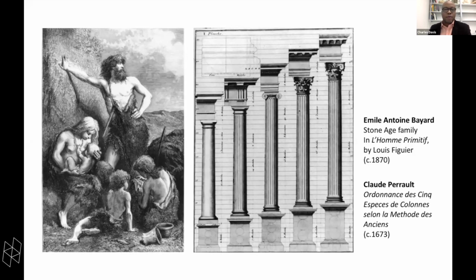So Claude Perrault, a doctor who also worked as an architect in the École des Beaux-Arts, talks about these different species of columns, 5 species of columns, following the methods of the ancients. And we see this language start to shift as we understand what relationship potential exists between a scientifically rationalized understanding of man and a scientifically rationalized process of design.